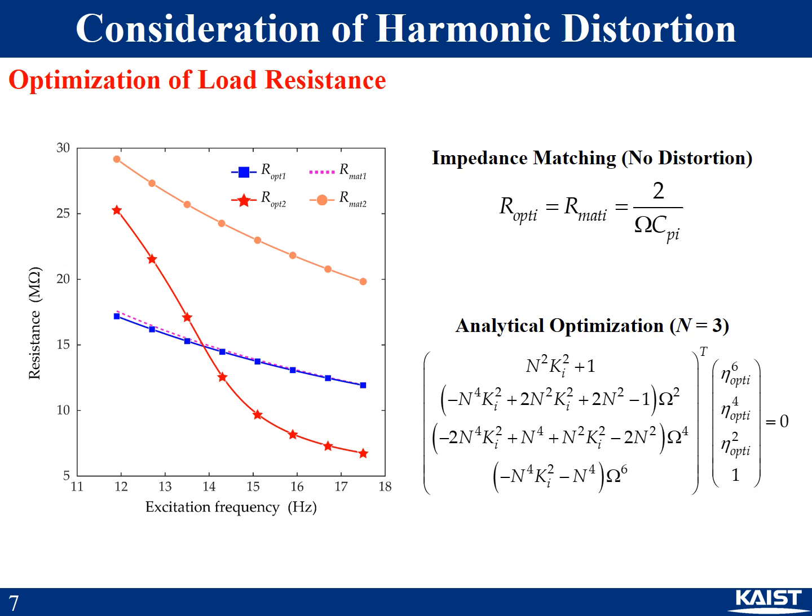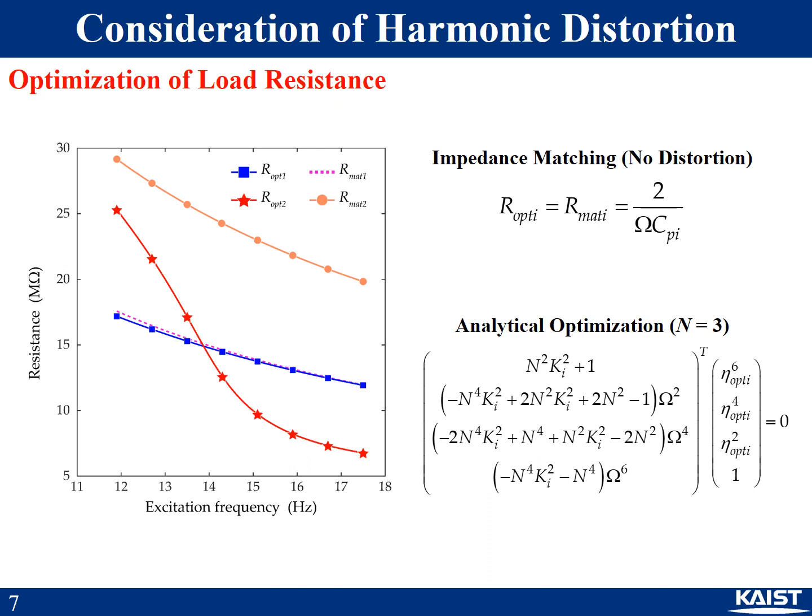Conventionally, in order to maximize the power output, the external load resistance has been optimized by using the impedance matching technique. This matching technique is based on the first order harmonic solution. However, as demonstrated previously, the high order harmonics were significant for harvesting performance. In this regard, we optimized the load resistance considering the third harmonic distortion analytically. As a result, we obtained the following polynomial equation for optimization.